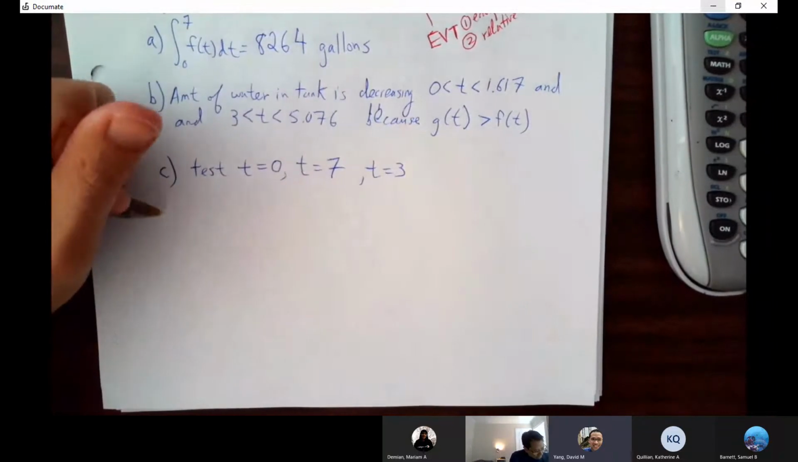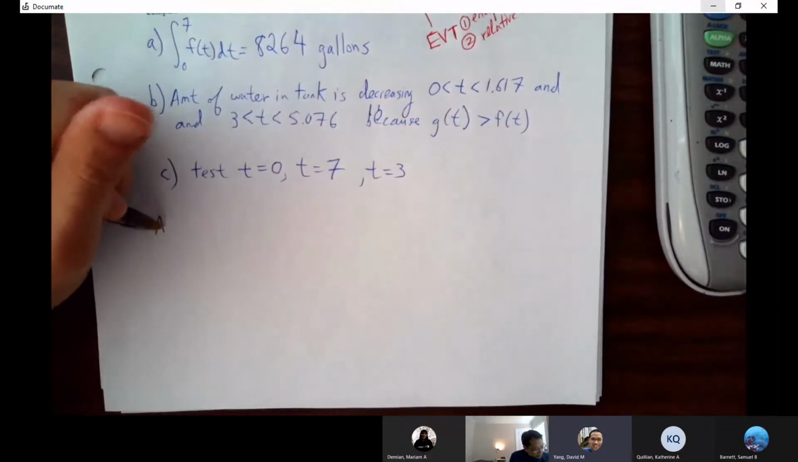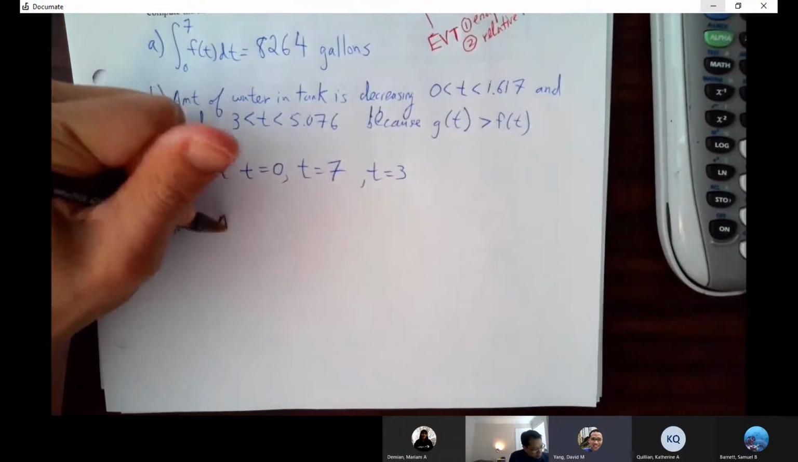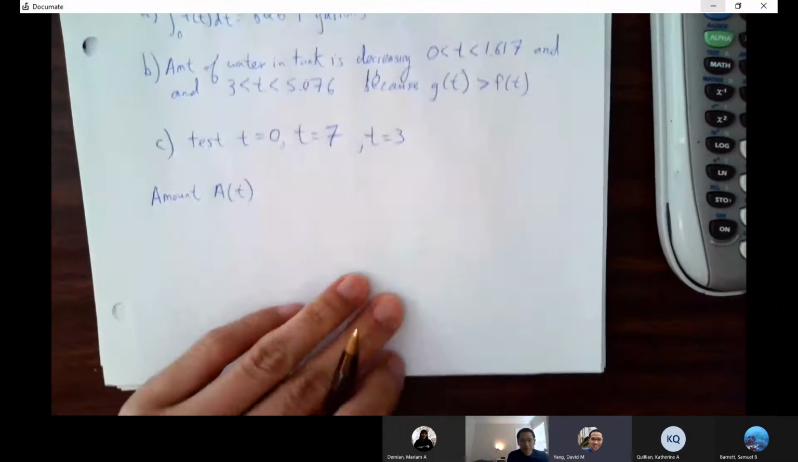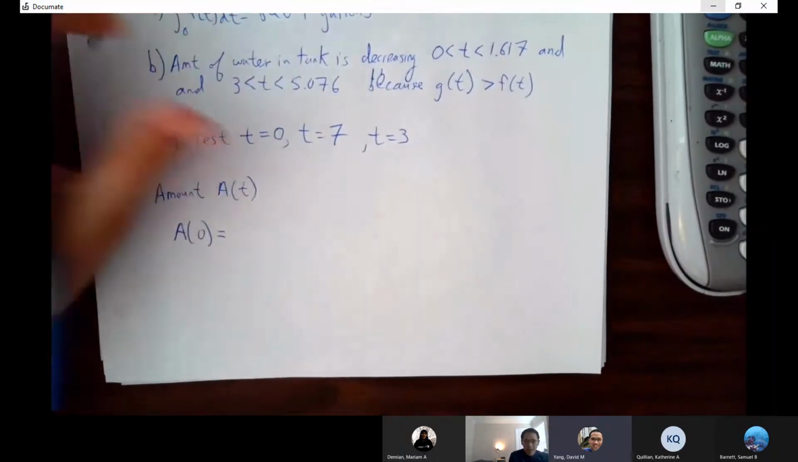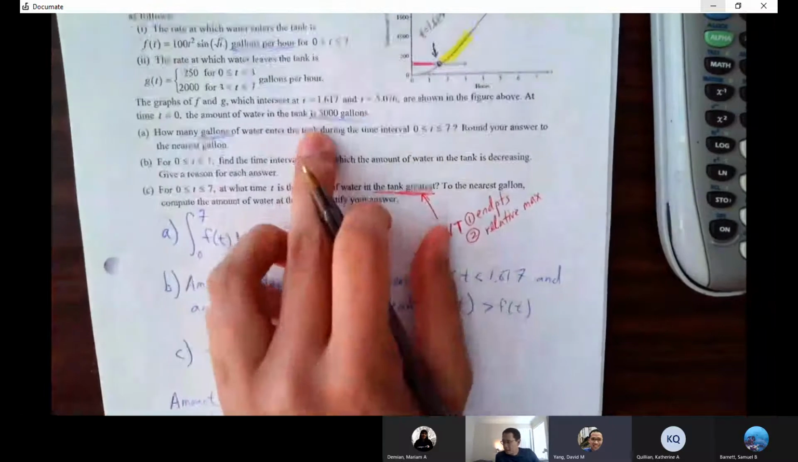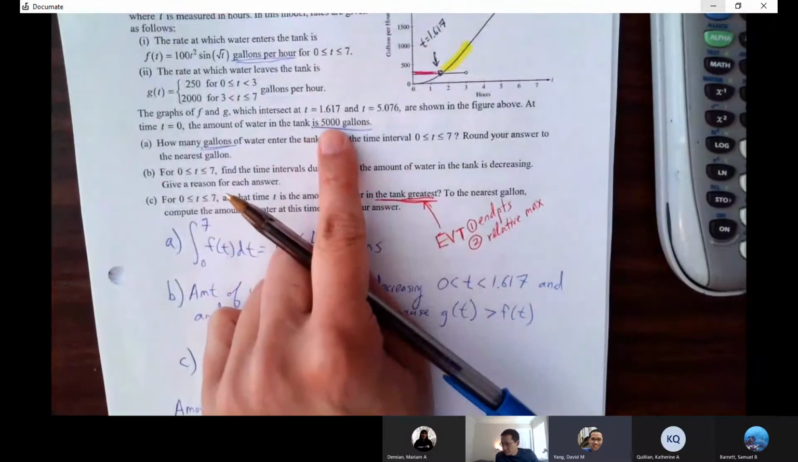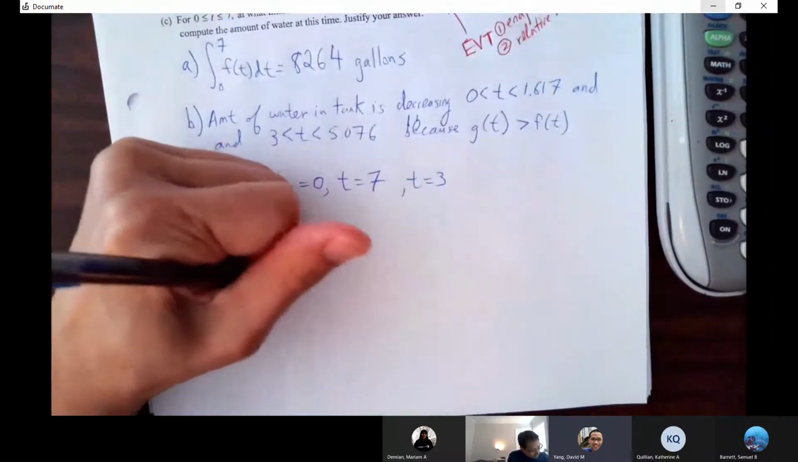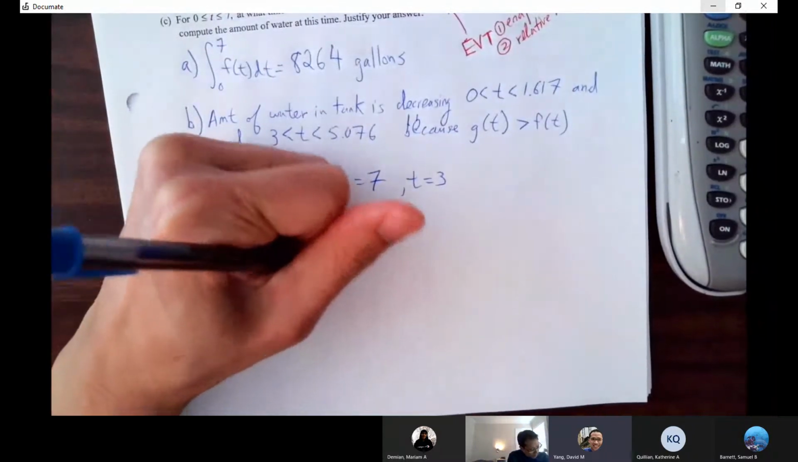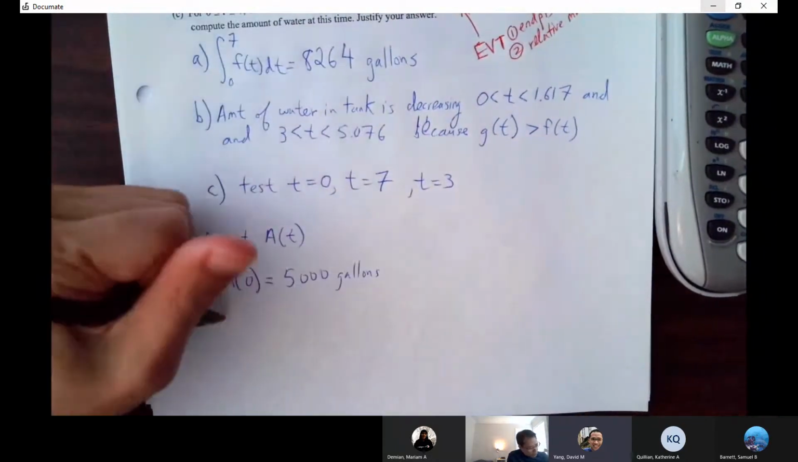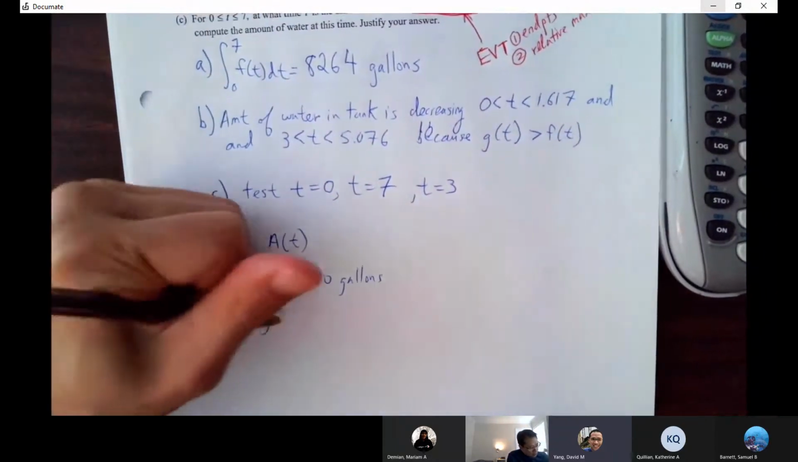So let's find the amount. I'll call it A of t. So A of 0, right? I think they gave that information to us. They said that at 0 is 5,000 gallons. All right, we need to figure out how much water there is in the tank at 3 hours.